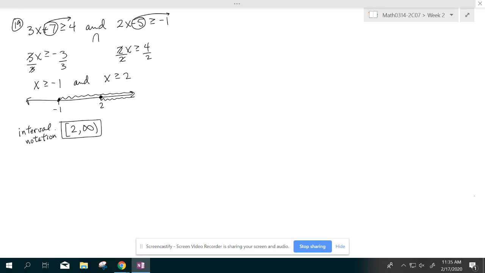Now, do y'all know the different meaning between bracket and parenthesis though? Okay, so if you have a square bracket, that says everything up to 2 and including 2 is part of the answer. In other words, 2 is included in the answer. But if you have a parenthesis, that says everything up to but not including 2.